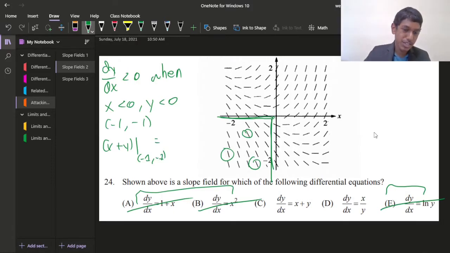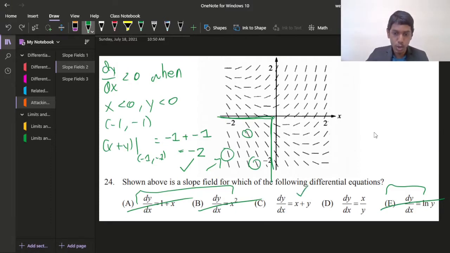If you're not familiar with this notation, it just means evaluate this expression at this value, or in this case, this coordinate. So x is going to be -1, and then y is also going to be -1. You get a -2 here. Okay, great, right? These slopes are negative. So this one works and is not wrong.